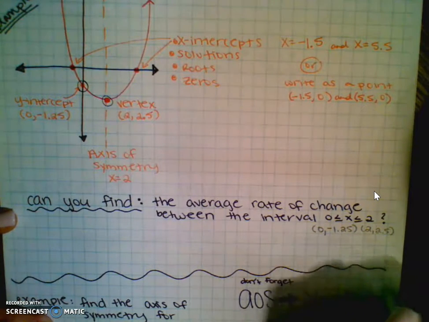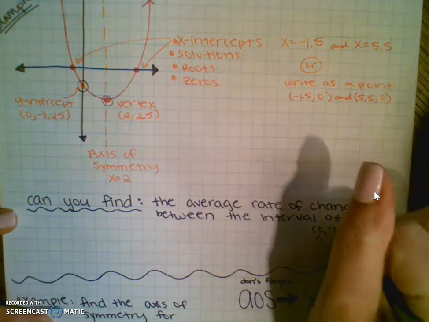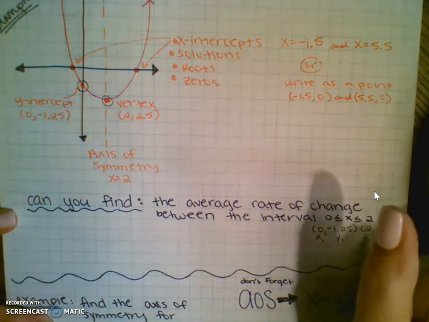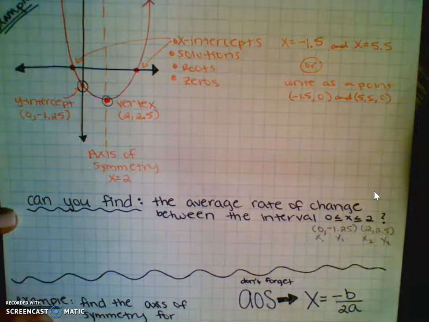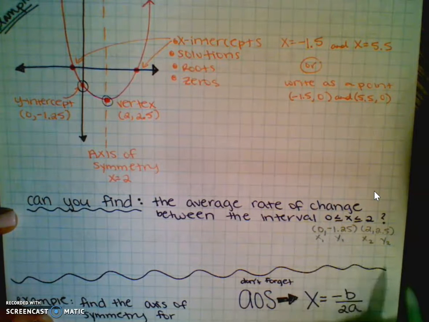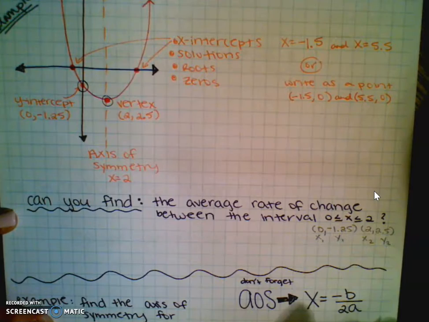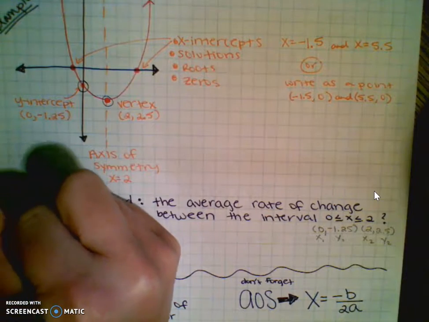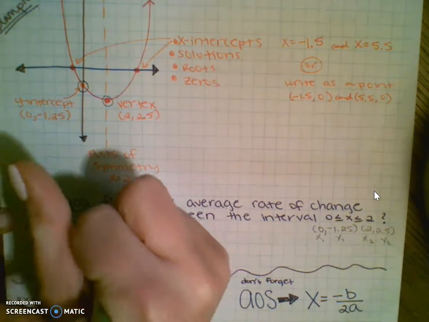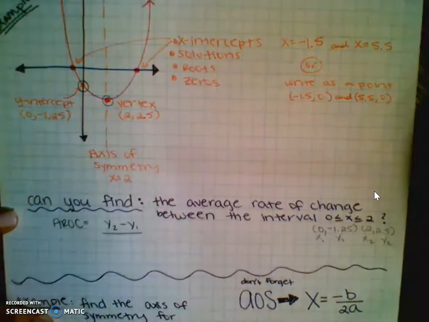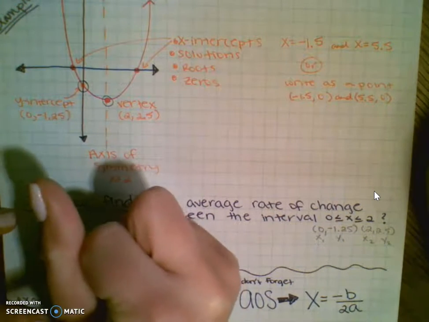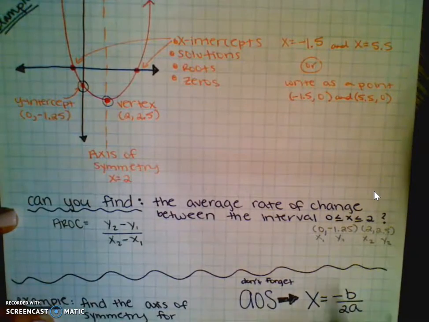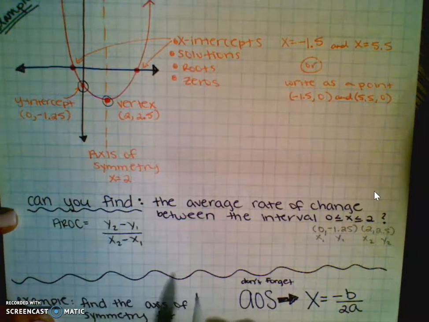So then after you label them, I label them x1, y1, and x2, y2. First point gets the ones, second point gets the twos. Okay, then you plug it into the formula for average rate of change. Okay, so don't forget your average rate of change. I have it later, but it's your y's subtracted over your x's subtracted. Okay, so if you do the second minus the first, you have to do the second minus the first.